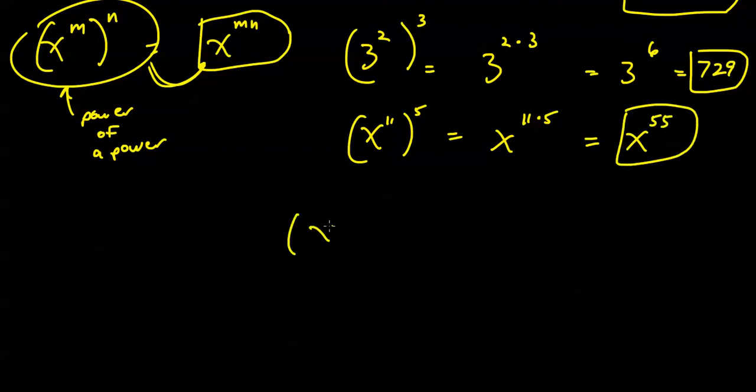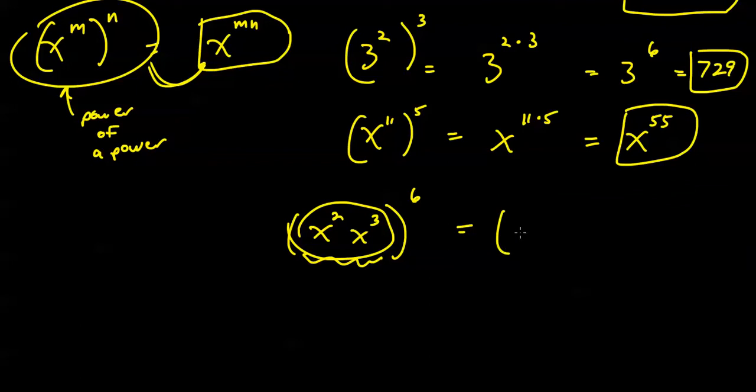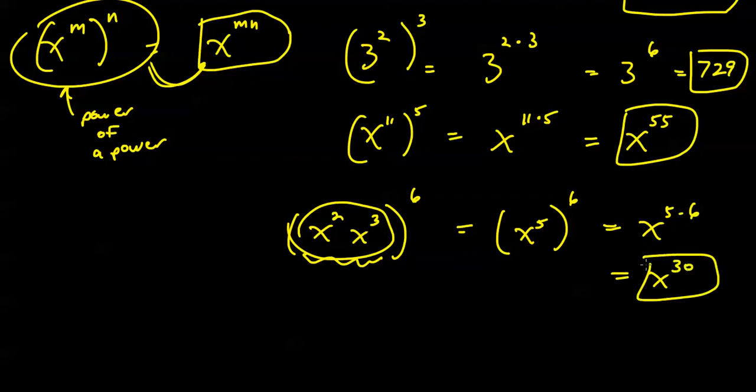Let's try another one. x squared times x cubed as my base and 6 as an outer exponent. Alright, what I'm really going to do is simplify as much as I can within the parentheses. Of course, I can crunch those base powers of x together. x squared times x cubed is x to the 5th inside the parentheses. And of course then x to the 5th to the 6th power is going to be x to the 5 times 6th power, which of course simplifies finally to x to the 30th power.